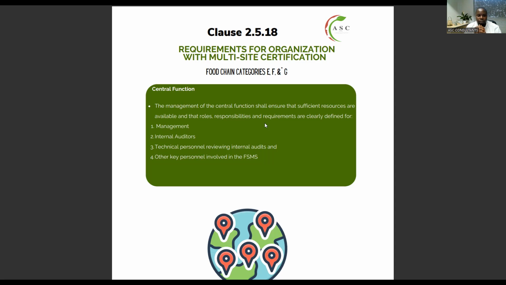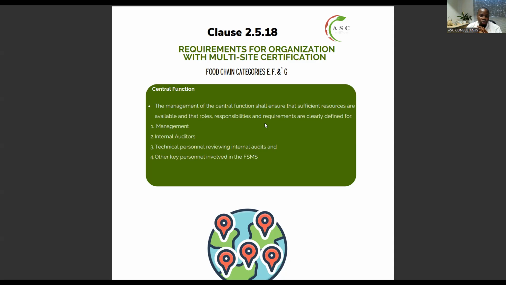Then clause 2.5.18 that relates to requirements for organizations with multi-site certifications. So those are the organizations that have got different sites and they have got auditors that they send in the organization to audit the different sites. But then the certification body will only sample and audit based on the sample that they have done. So this is applicable to category E, F, and G.